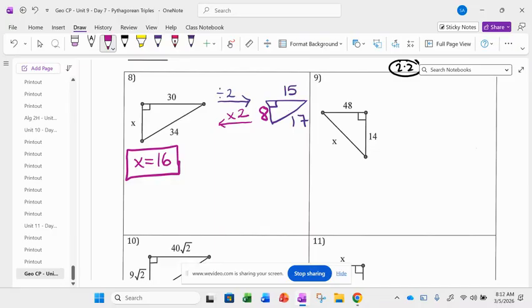So if it was a 9, 12, 15 and you reduced it, it's fine, just as long as you multiply it.